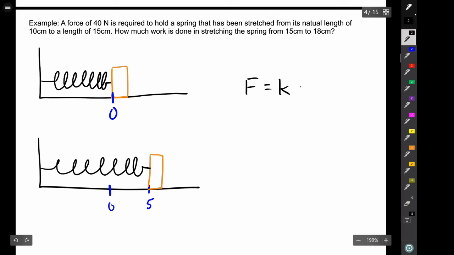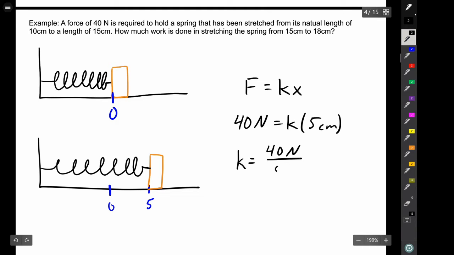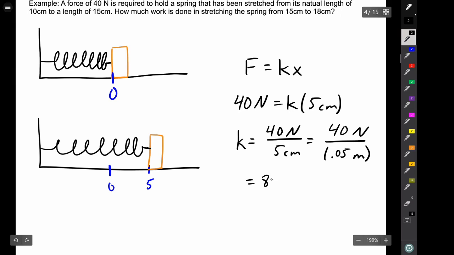So using Hooke's law, if we input this information, we can find the spring constant. That's the first thing we need here. Okay. So k is going to be 40 newtons over 5 centimeters. Now we want to get this in SI units, in standard units. So this will be 40 newtons over 0.05 meters. Okay. So this is 800 newtons per meter. Okay. That's our spring constant.